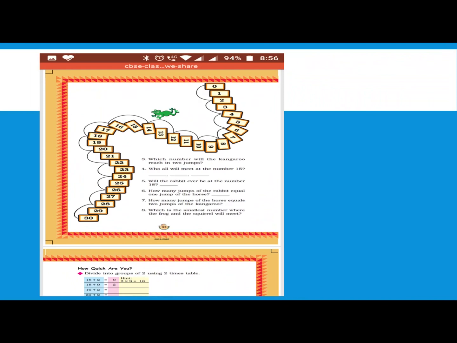Now again another, these are the steps. Which number will the kangaroo reach in 2 jumps? Who all will meet at the number 15? Find out. Will the rabbit ever be at the number 18? How many jumps of the rabbit equal 1 jump of the horse? How many jumps of the horse equal 2 jumps of the kangaroo? Which is the smallest number where the frog and the squirrel will meet? Just find out the answer.